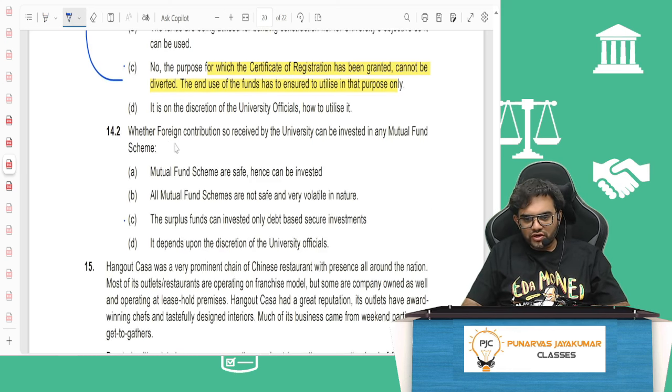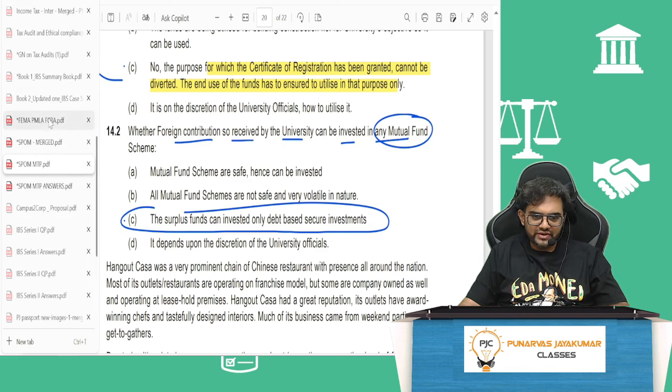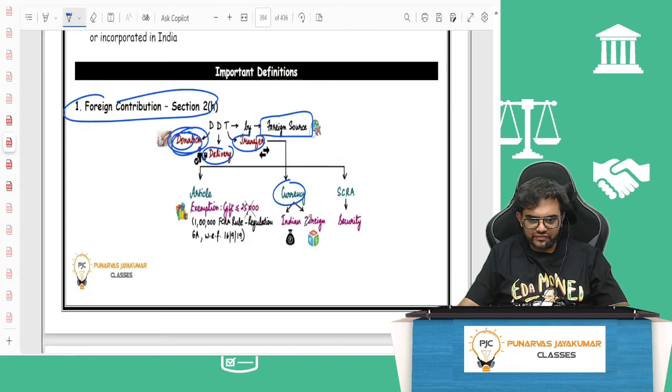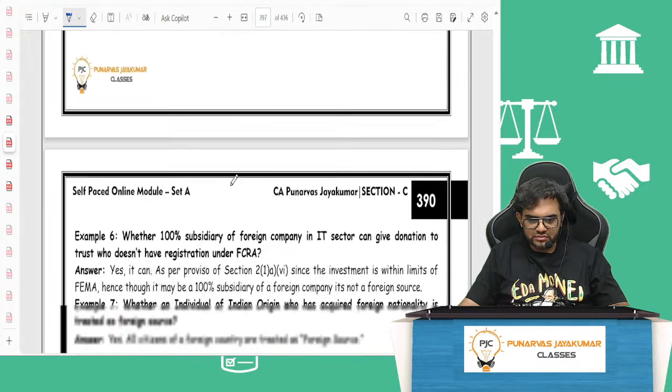Whether foreign contribution so received by university can be invested in a mutual fund, definitely not. Only debt-based secure investments. Cannot do anywhere else, only debt-based secure investments.